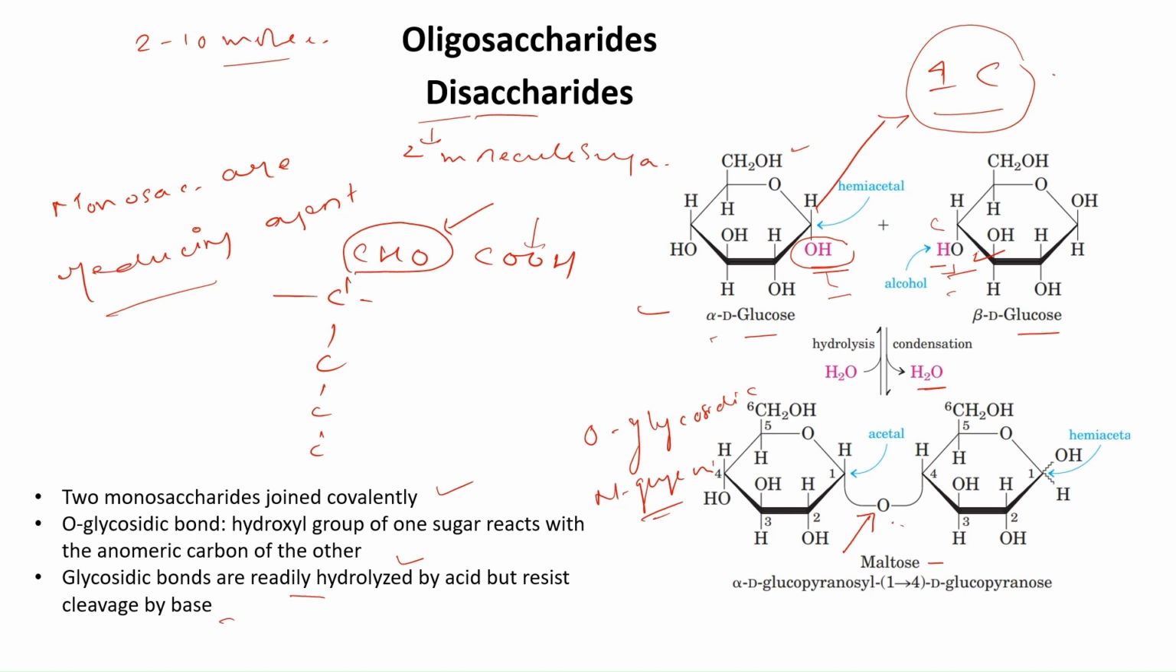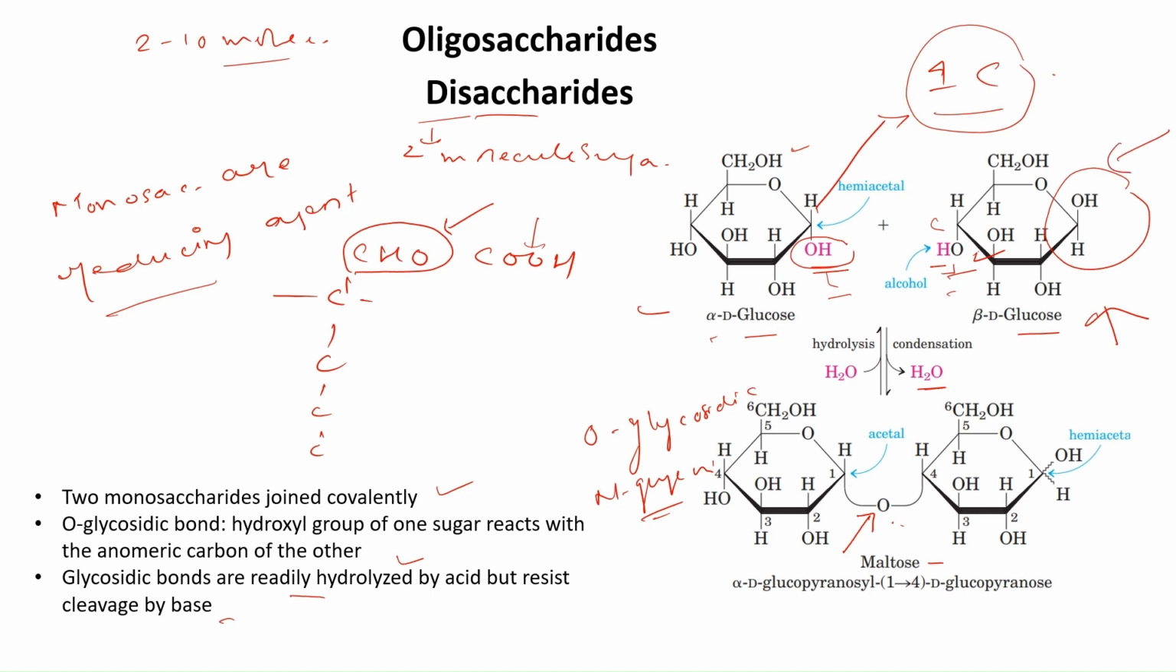or a non-reducing agent. But still, the disaccharide, or when we study further, the polysaccharides, can consist of one reducing end. Because for this glucose, if we see, the fourth carbon is involved in a glycosidic bond. The first carbon is free, so this can act as a reducing agent.